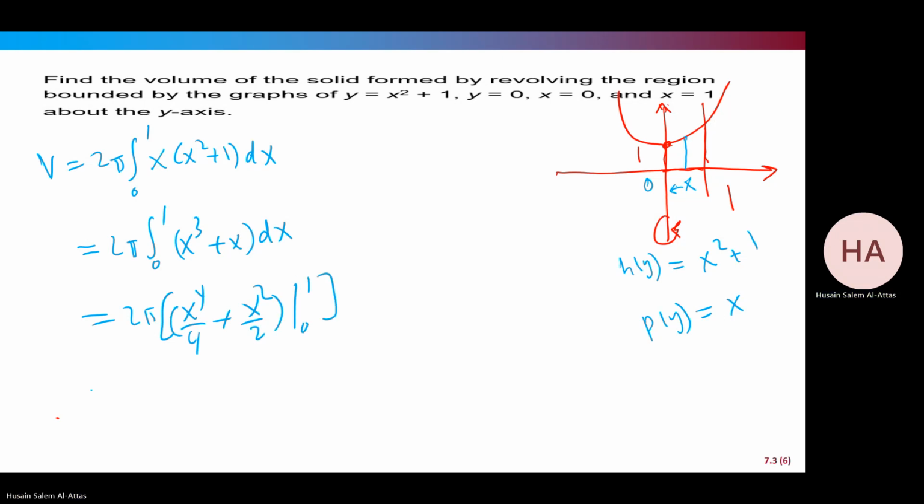1. That gives me 2 pi times what? 1 over 4 plus half, which is 3 over 4. That gives me what? This is 3 over 4, 6 pi over 4, which is 3 pi over 2. I think this one will be easier than the other one. Okay.